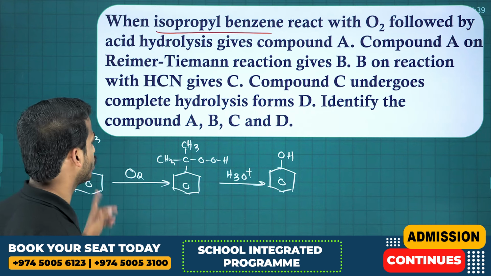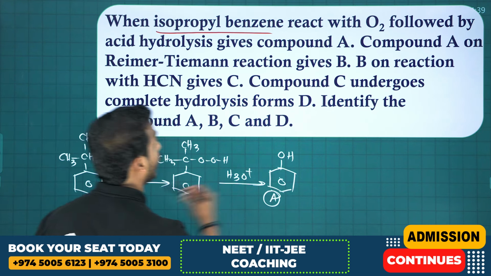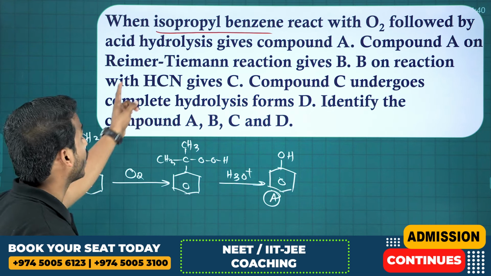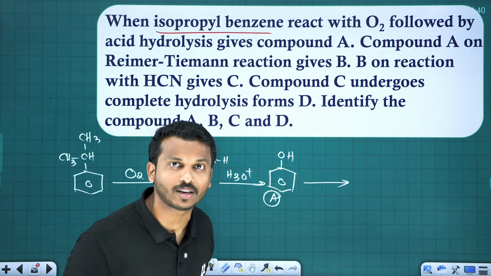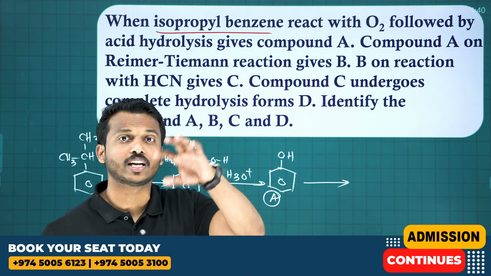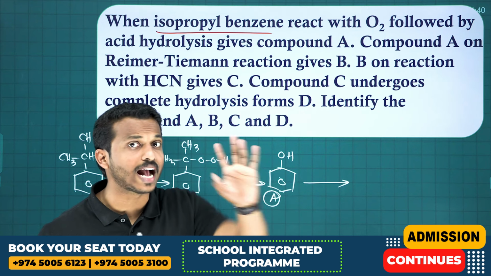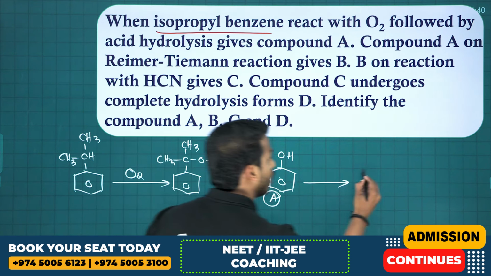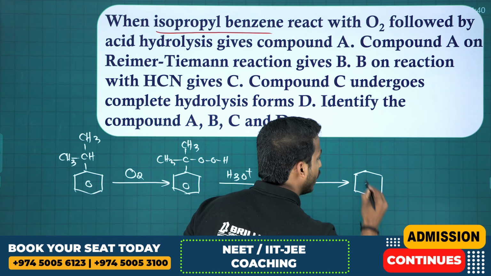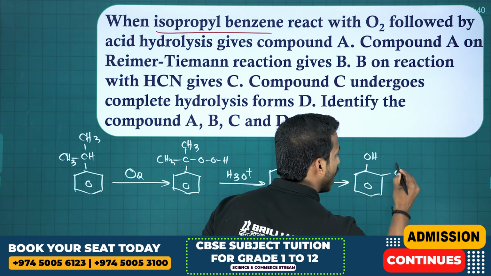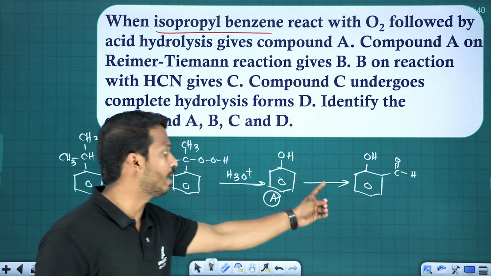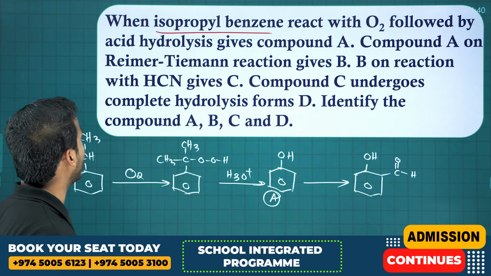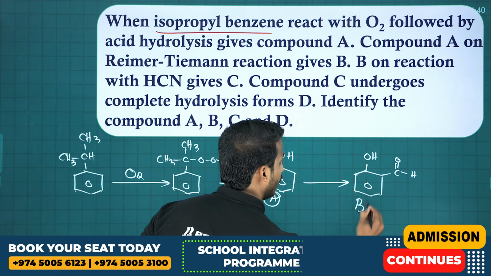Next. So this is compound A, all right? And compound A, phenol, on Reimer-Tiemann reaction. What do you mean by Reimer-Tiemann here? Aqueous NaOH and chloroform, then NaOH and acid. You know the reaction, right? On Reimer-Tiemann, what is the product? We get salicylaldehyde. Phenol on Reimer-Tiemann gives salicylaldehyde. That is compound B.